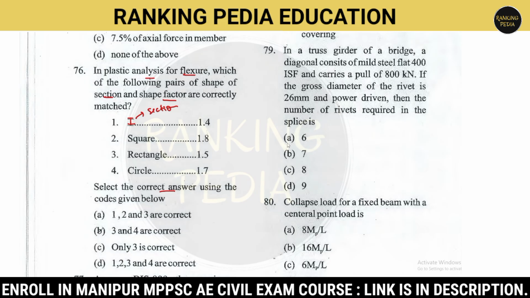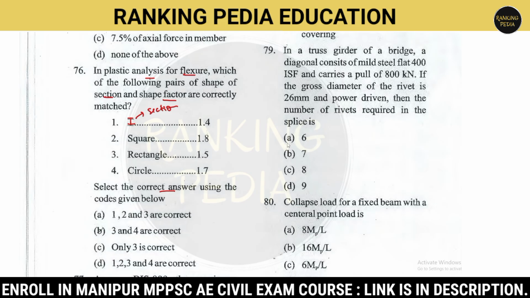So these are the statements. The first statement is I section denotes 1.4. Square section denotes 1.8. Rectangular section denotes 1.5. Fourth statement, circular section, denotes 1.7. Option B is 3 and 4 are correct. Option C is only 3 is correct. Option D is 1, 2, and 4. All of the 4 statements are correct.